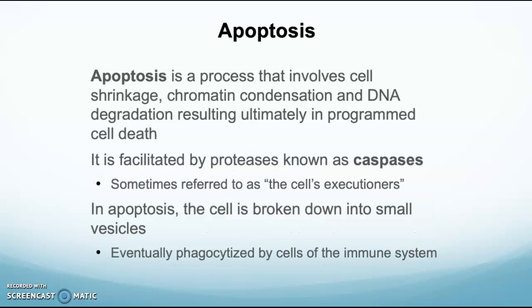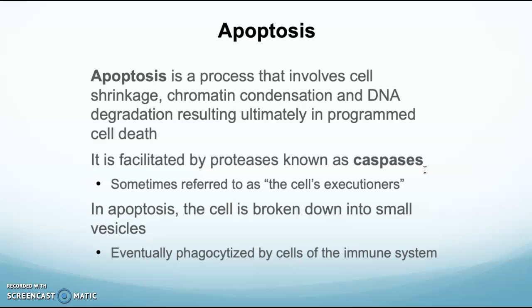So what is apoptosis? Apoptosis is how cells in our body, when they're damaged, can be taken out, gotten rid of. And so it's a process that involves cell shrinkage. It also condenses the chromatin, and the DNA then will become degraded. And ultimately, we have programmed cell death. And it's facilitated by some proteases. So these are enzymes that can break down proteins. And the ones that do this are called caspases.